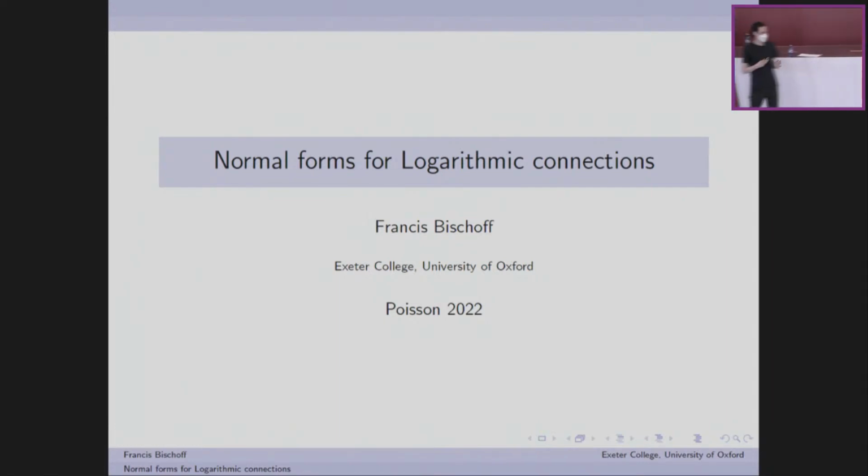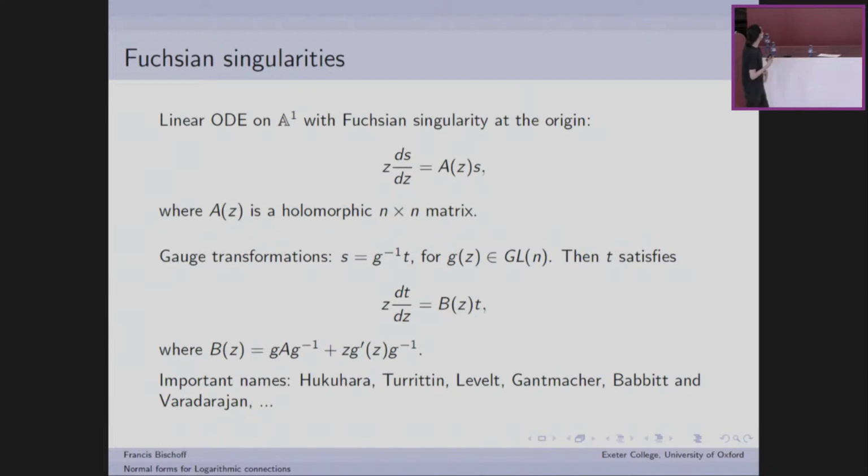So I thought I would start with something very basic, which is just linear ordinary differential equations on the complex plane with Fuchsian singularity at the origin. So this is equations of this form here. Here S, you can think of it as a column vector. A is a holomorphic matrix. And we want to study these equations. Because of this Z here, the solutions to this equation are generally singular. They can have a pole at the origin. And the solutions can also be multi-valued.